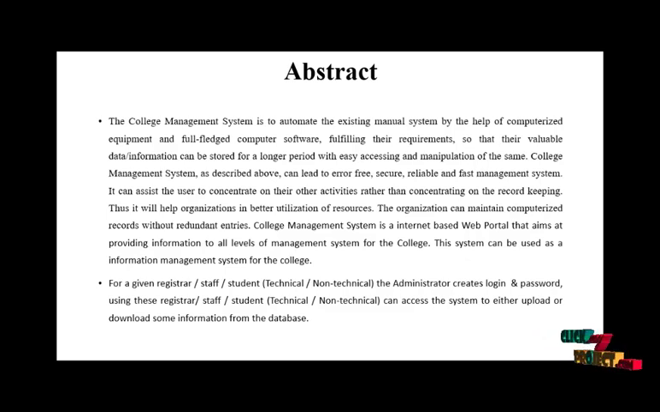It can access the user to concentrate on their activities rather than concentrating on their record keeping. Thus, it will help organizations in better utilizations of resources. The organization can maintain computerized record without redundancy and entries. College management system is internet based on web portal that aims to providing information to all level of management system for the college. The system can be used in the information management system for the college.